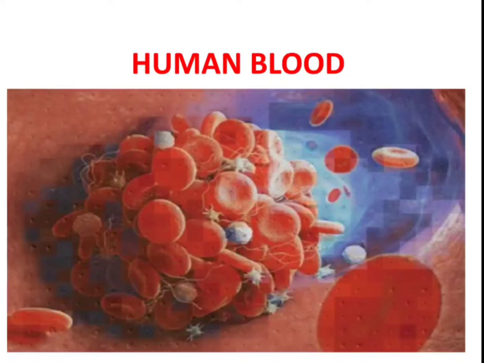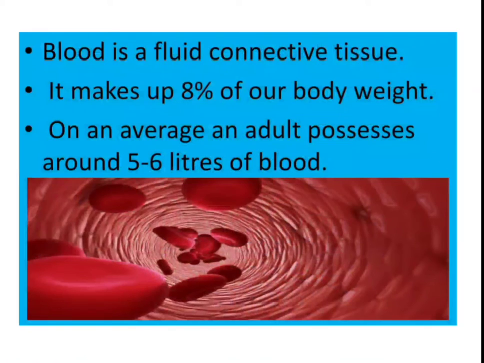Today we will discuss the human blood, which is a part of 9th and 10th class biology. So let's start. Human blood is a fluid connective tissue. It makes up 8% of our body weight. On average, an adult person possesses about 5 to 6 liters of blood. So it may vary with their body weight.